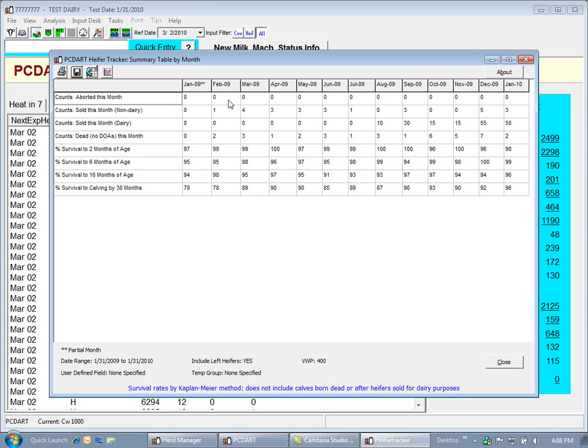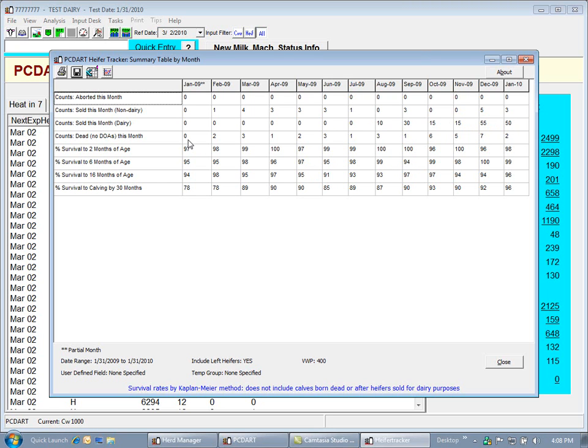There were no heifer aborts that month. They sold 1 animal for non-dairy purposes in February of 09, and no animals were sold for dairy purposes. So you can look month to month and see that this dairy, towards the latter part of 09, was selling quite a few heifers for dairy purposes. Apparently they must have had a surplus of heifers, which is a good problem to have. And they did lose an occasional heifer here and there for non-dairy reasons.